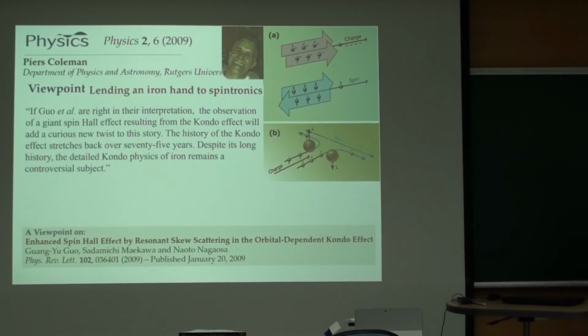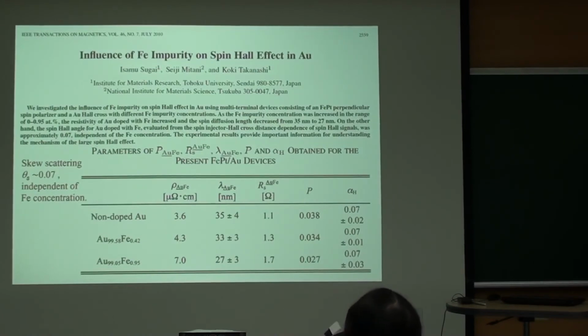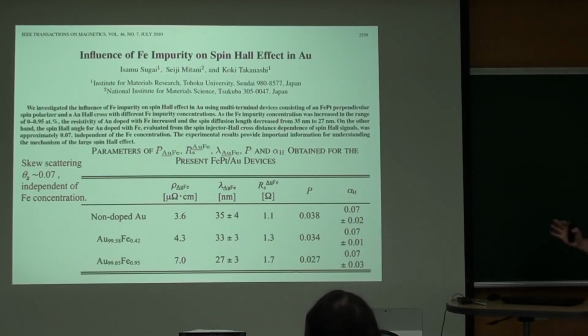Another thing he said is that this fascinating state of affairs, the possible synergy between spintronics application and condensed matter physics, could be very exciting and unexpected. And I'm also happy that the same Sendai group, who originally discovered this gigantic Hall effect unintentionally, after our paper deliberately went on and found that the Hall angle remained the same for very low concentration. So this proves that the skew scattering mechanism we predicted is correct, at least qualitatively.